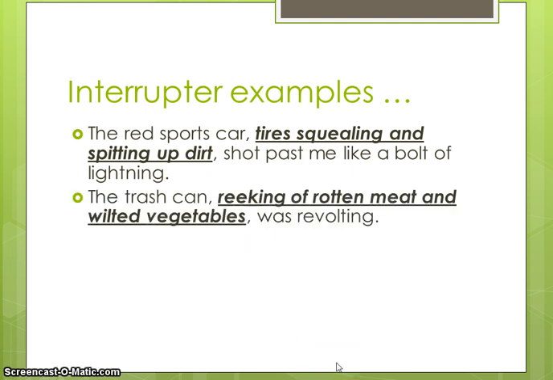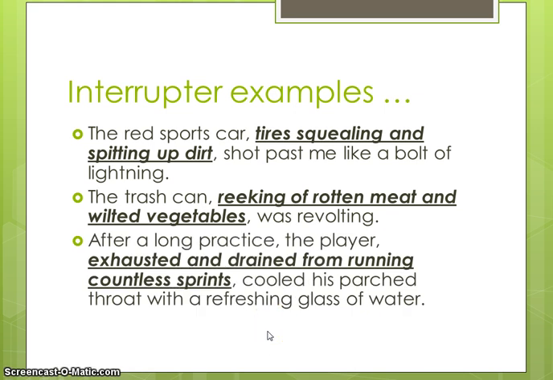All right, how about another one here? The trash can, comma, reeking of rotten meat and wilted vegetables, comma, was revolting. That's absolutely disgusting. Hey, new vocab word right there, revolting. No longer, I don't want you to say nasty or gross. Say revolting. Ooh, that's a bigger, larger word there. I like that word. So this trash can is revolting because of all this rotten meat and wilted vegetables inside there, making a stink of that trash can.